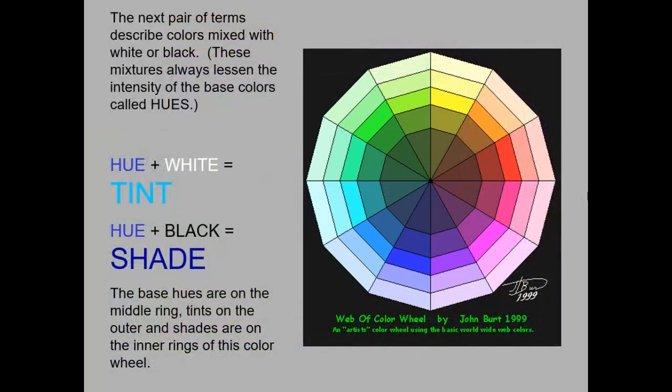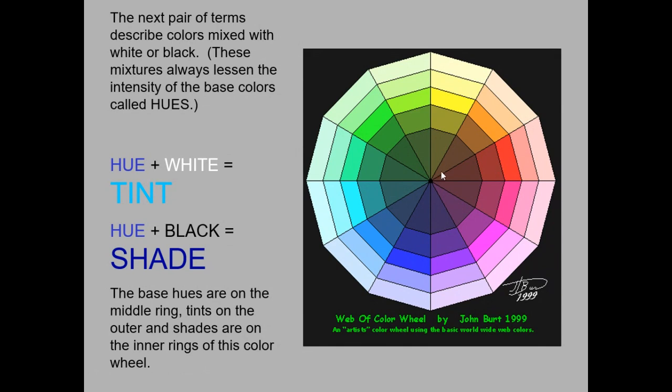Another vocab term for color are the terms tint and shade. The base color at its usual intensity is what we call the hue. You can think of it as the name of the color. And that's what you see here on this ring of this color wheel. That ring right there, normal intensity, that normal red.